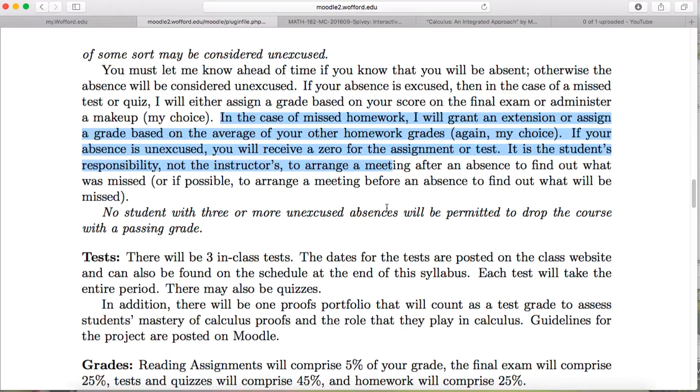an unexcused absence. It is important to note that no student with 3 or more unexcused absences will be permitted to drop the course with a passing grade. So again, no student with 3 or more unexcused absences will be permitted to drop the course with a passing grade. Okay?